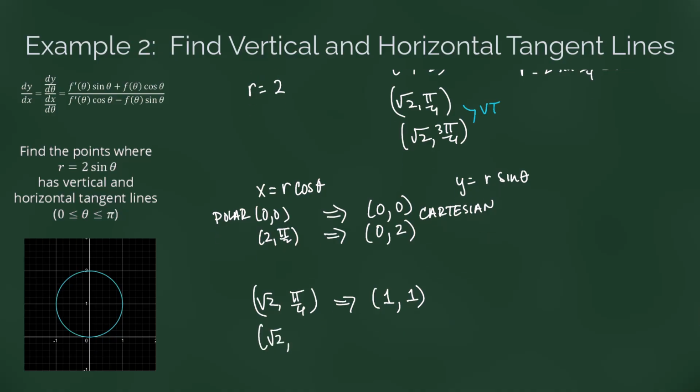And then (root 2, 3 pi over 4). Translating that to Cartesian, we're doing root 2 times the cosine of 3 pi over 4, which is negative root 2 over 2. So now we get negative 1. And then root 2 times the sine of 3 pi over 4, which is positive 1. And this is going to be the right and left-hand sides of our circle in Cartesian coordinates.